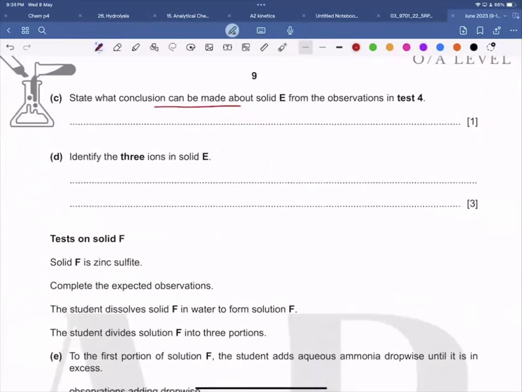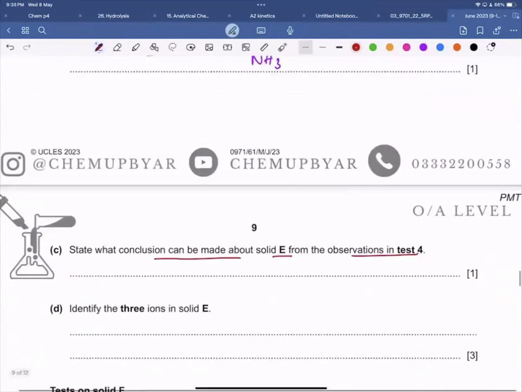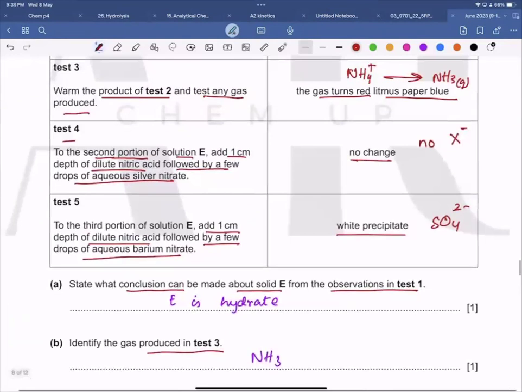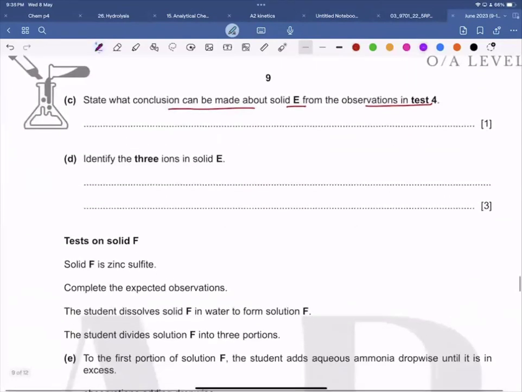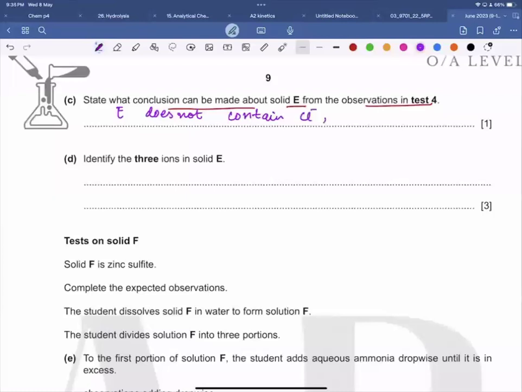State what conclusion can be made about solid E from the observation in test 4. So in test 4, there is no chloride, bromide, or iodide. E does not contain chloride, bromide, or iodide. Is this clear?